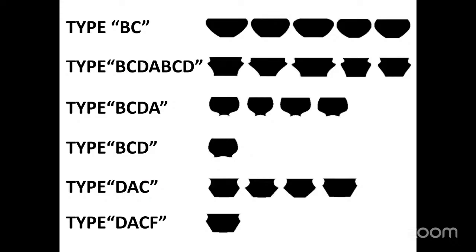It's almost perfect, because you can see here that we have two vessels which stand as types on their own. We originally had 4 types, we have 6 types, but it's almost perfect.